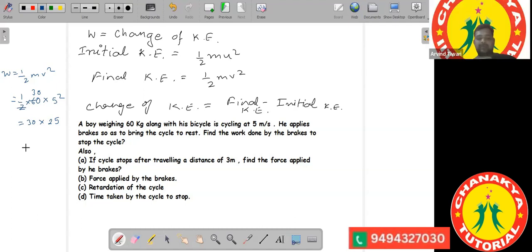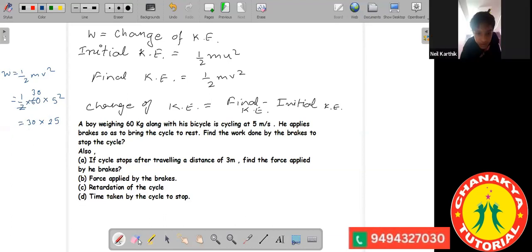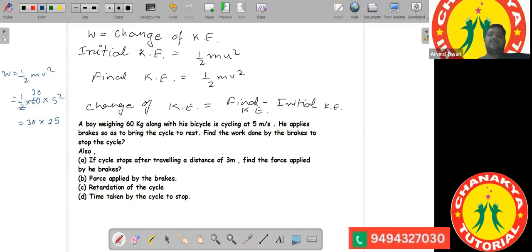750. Is it plus 750 or minus 750? Check, are you getting plus 750 or minus 750? Neil, are you getting the answer? Yes, sir, I'm trying. Okay, so the answer is 750, but just check whether it is positive or negative.